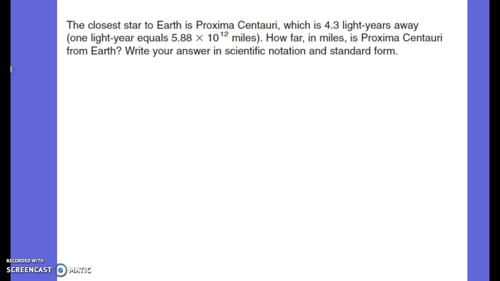For the next one, the closest star to Earth is Proxima Centauri, which is 4.3 light years away. 1 light year is 5.88 times 10 to the 12th miles. How far is the star from the Earth? Write your answer in scientific notation and standard form.